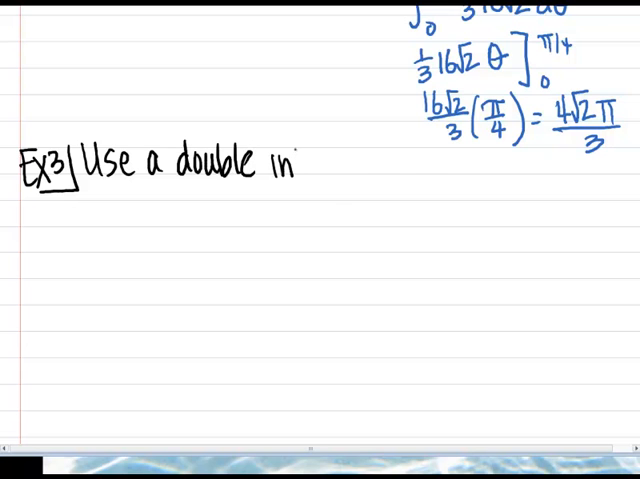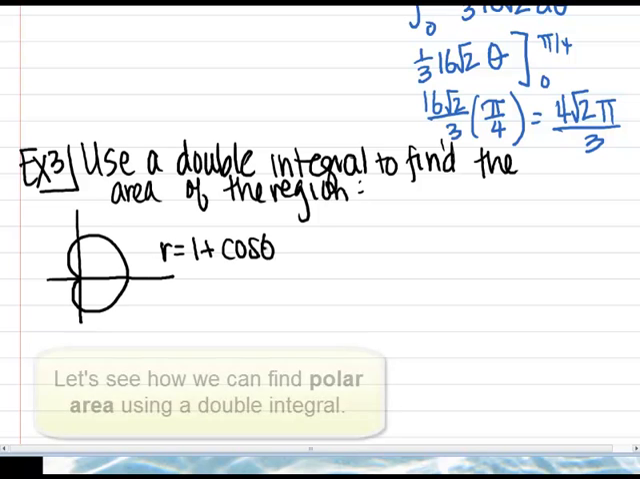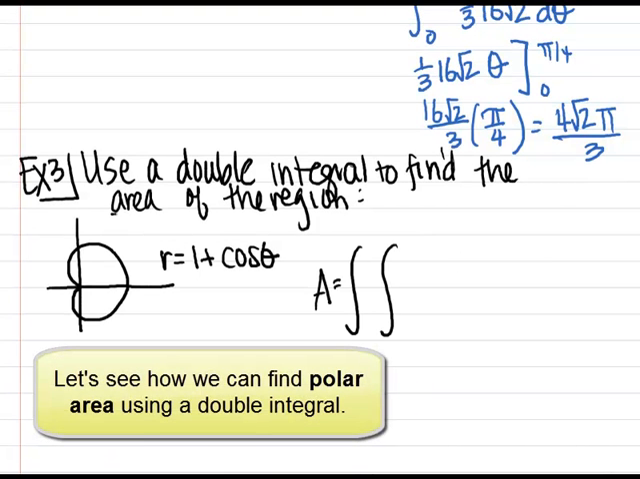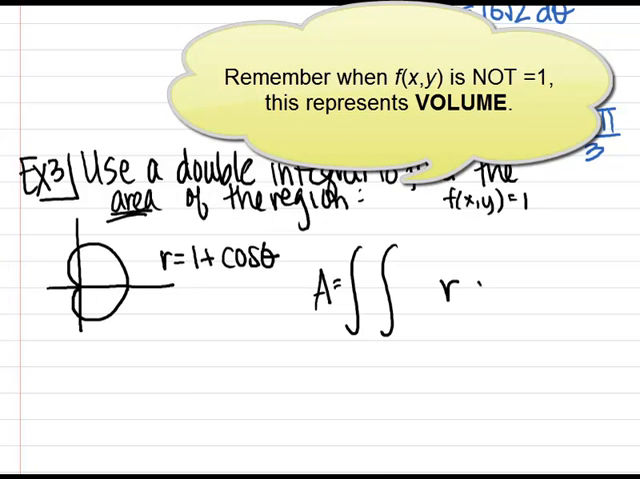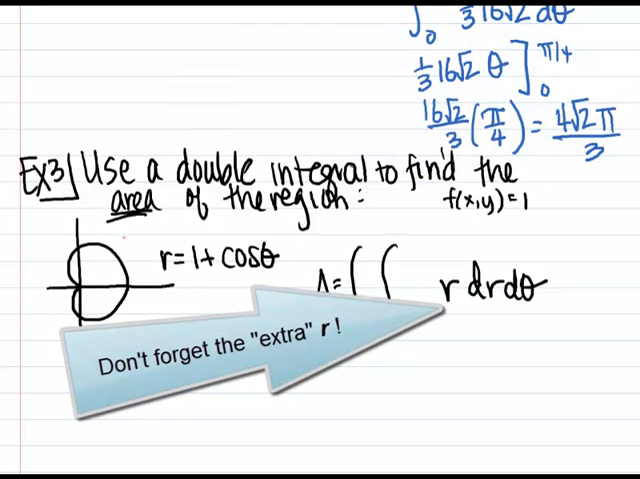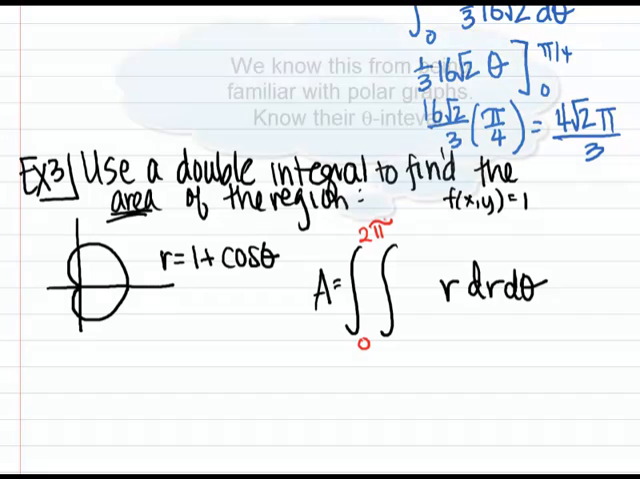Let's use a double integral to find the area of the region enclosed by this limaçon r equals 1 plus cosine theta. We're just going to find the area. This isn't volume, so the area tells me that f of xy equals 1. So I'm simply going to have an r dr d theta in here. So our theta, what is the theta interval of this limaçon? It's 0 to 2 pi.